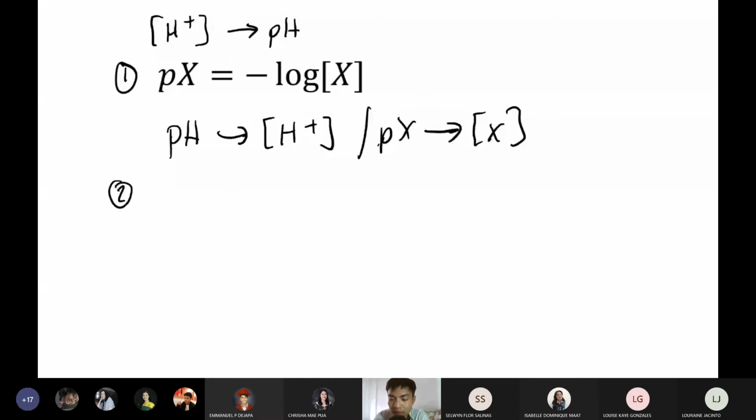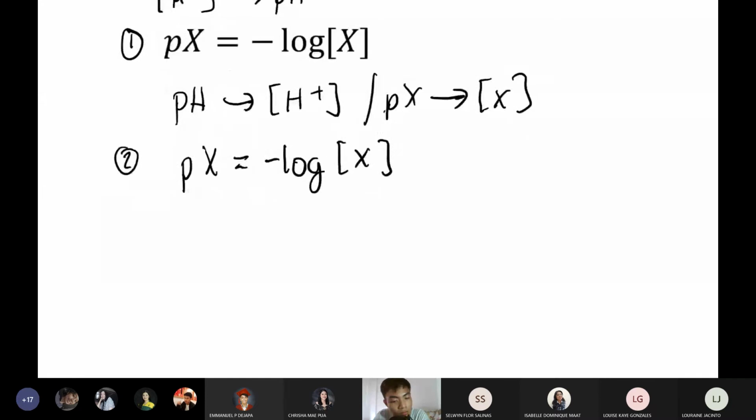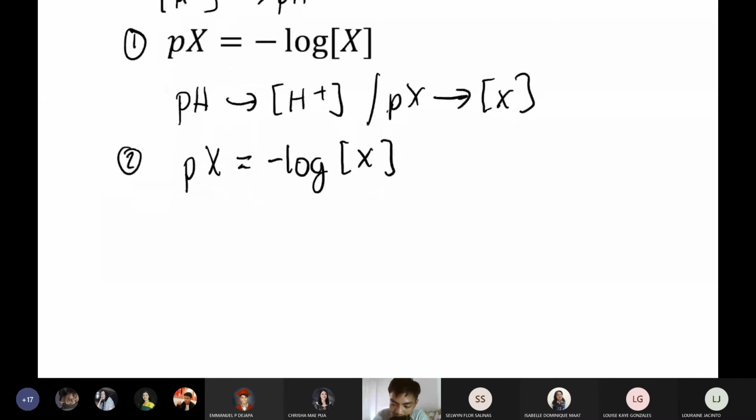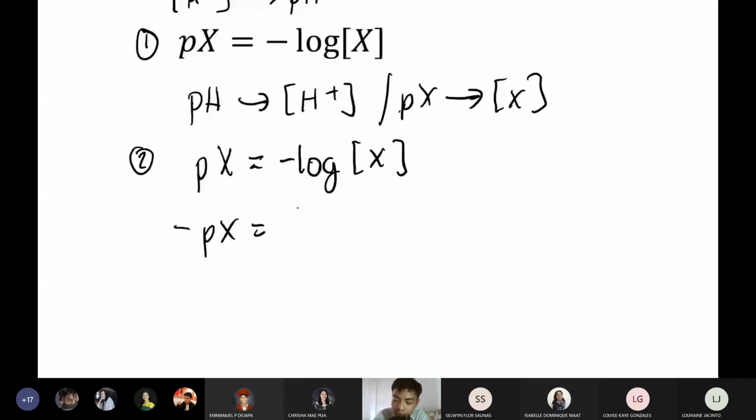Okay? So, paano yan? O, kopyahin mo muna yung original equation. Let's say px equals negative log concentration ng x. So, anong gagawin? Iyak na tayo. Hindi. Multiply both sides by negative 1. Okay? So, yan.